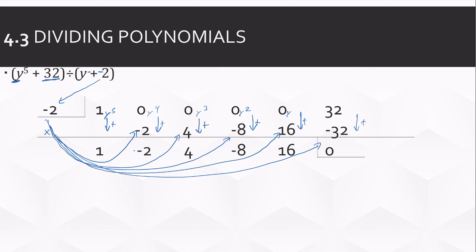All right, it was y to the 5th. We have divided by y, which leaves y to the 4th. So it's 1 y to the 4th minus 2y cubed plus 4y squared minus 8y plus 16. And there's no remainder. So our answer is just that.